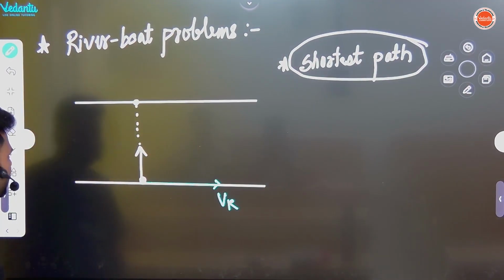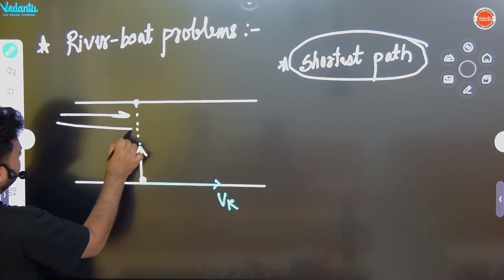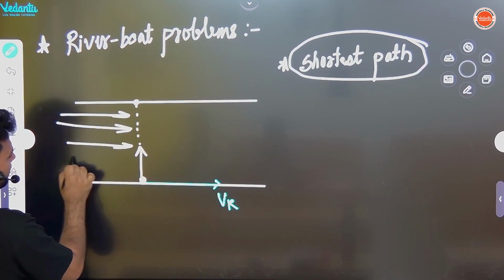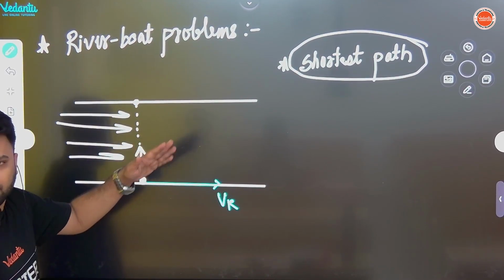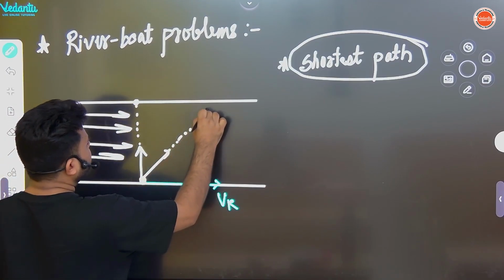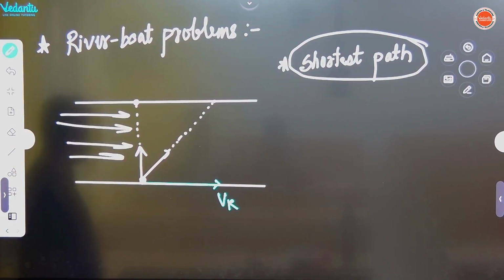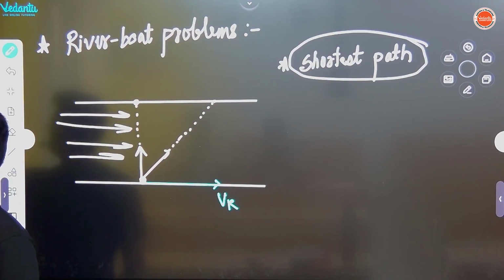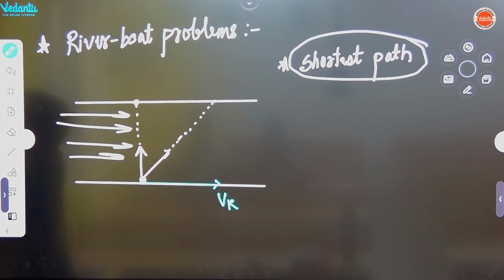No. Why not? See, river water is coming now with some speed, the velocity of the river. So what will happen? It will tilt this. The man will follow basically this path and reach here. Can you understand? Suppose I am moving here and water is coming like this. So I will get tilted and I will reach there. Understood?